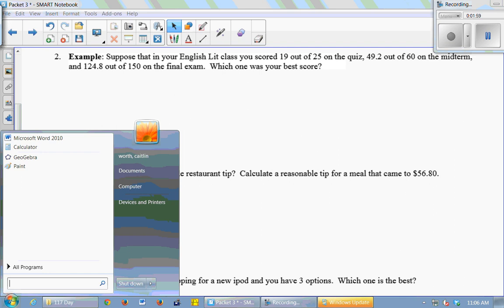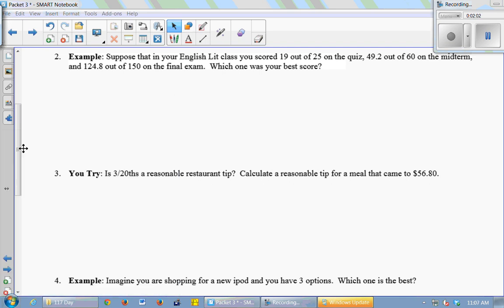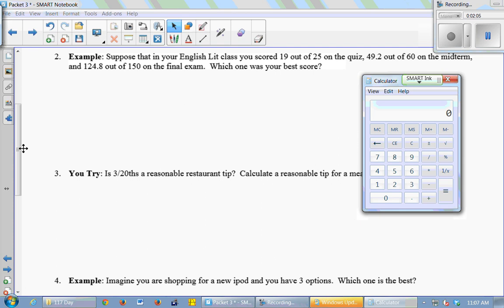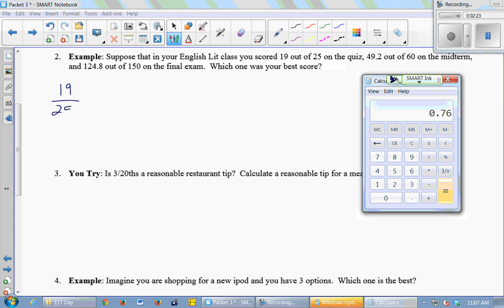So how do you change them to percentages? Yep, so you just divide. So 19 over 25 gives you a decimal. Change it to a percent by moving the decimal 2 spots to the right. There's a couple of different ways you can do it, right? So this first way, we change it to a decimal, and then you change that decimal to a percent by multiplying by 100. That's sort of the most common way that people do this.